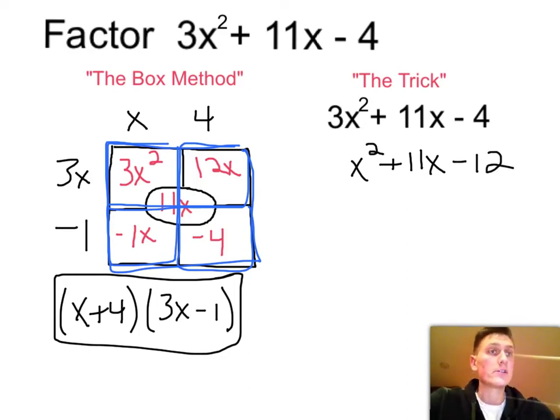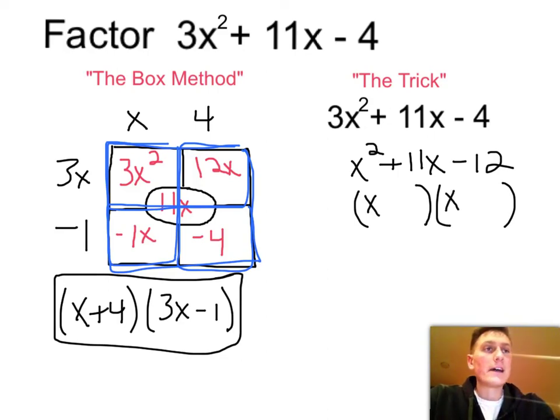We factor this like any other factoring before. We could use trial and error or the box method, but I know that it's split up into two sets of parentheses. We have an x and an x. And now we're looking for factors of negative 12 that add up to positive 11. Notice that positive 12 and negative 1 add up to positive 11.